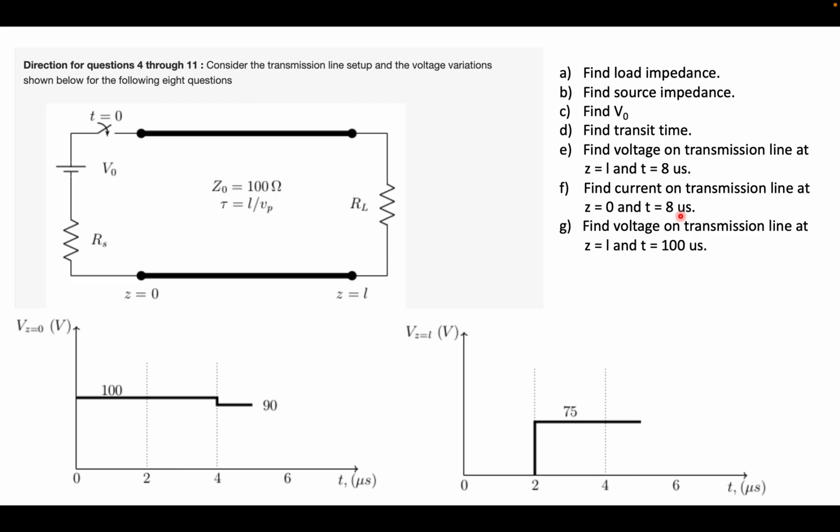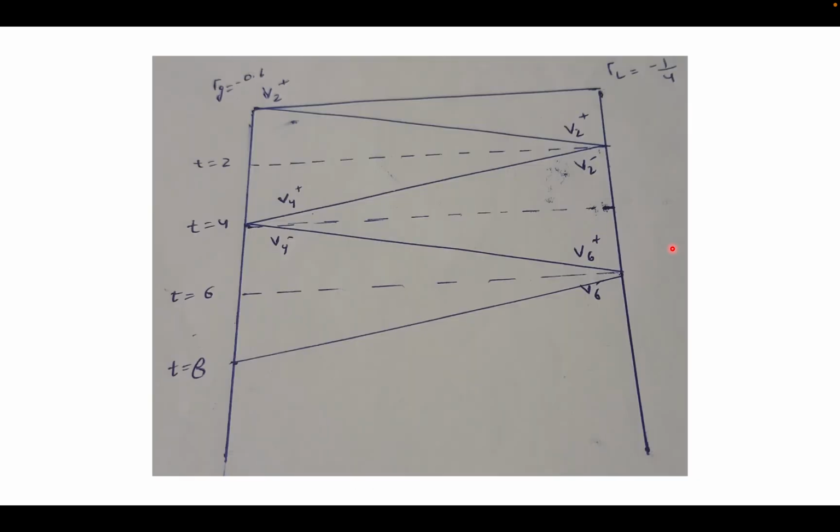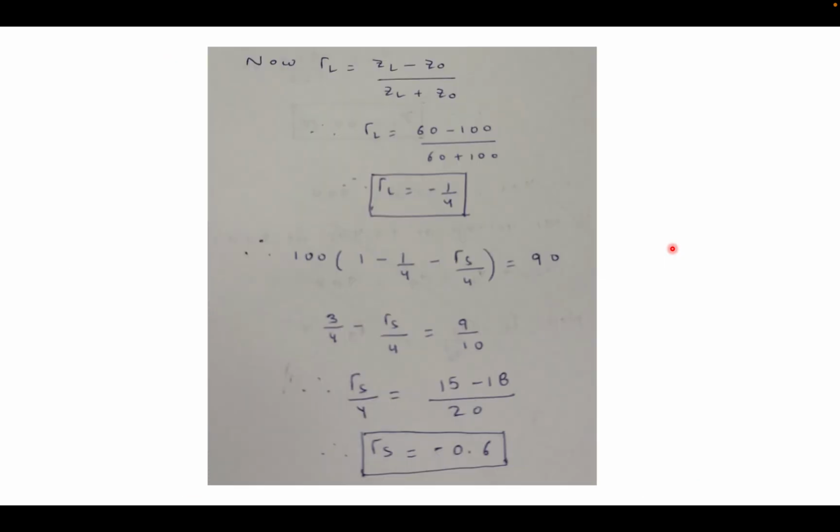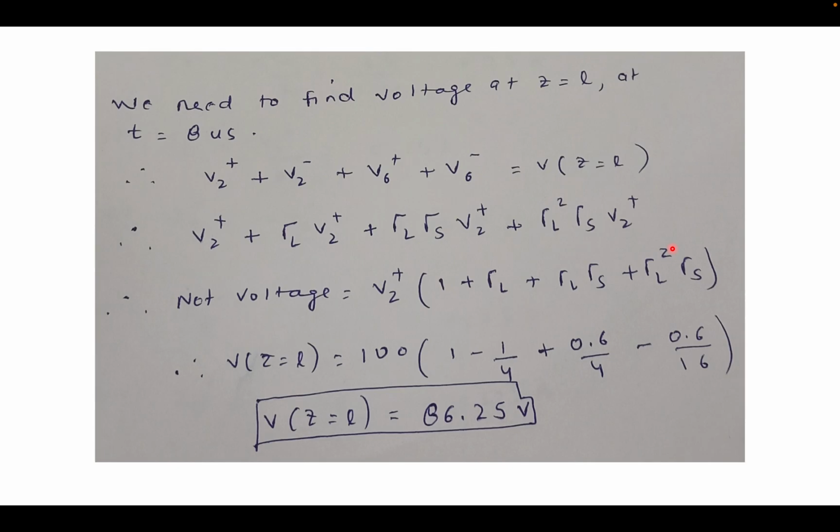And the last part, G, you can also tell, then I will go through the solution of all three. Find the voltage on the transmission line at Z equal to L and T equal to 100 microsecond. 88.24. Okay, let's go through the solution and see.